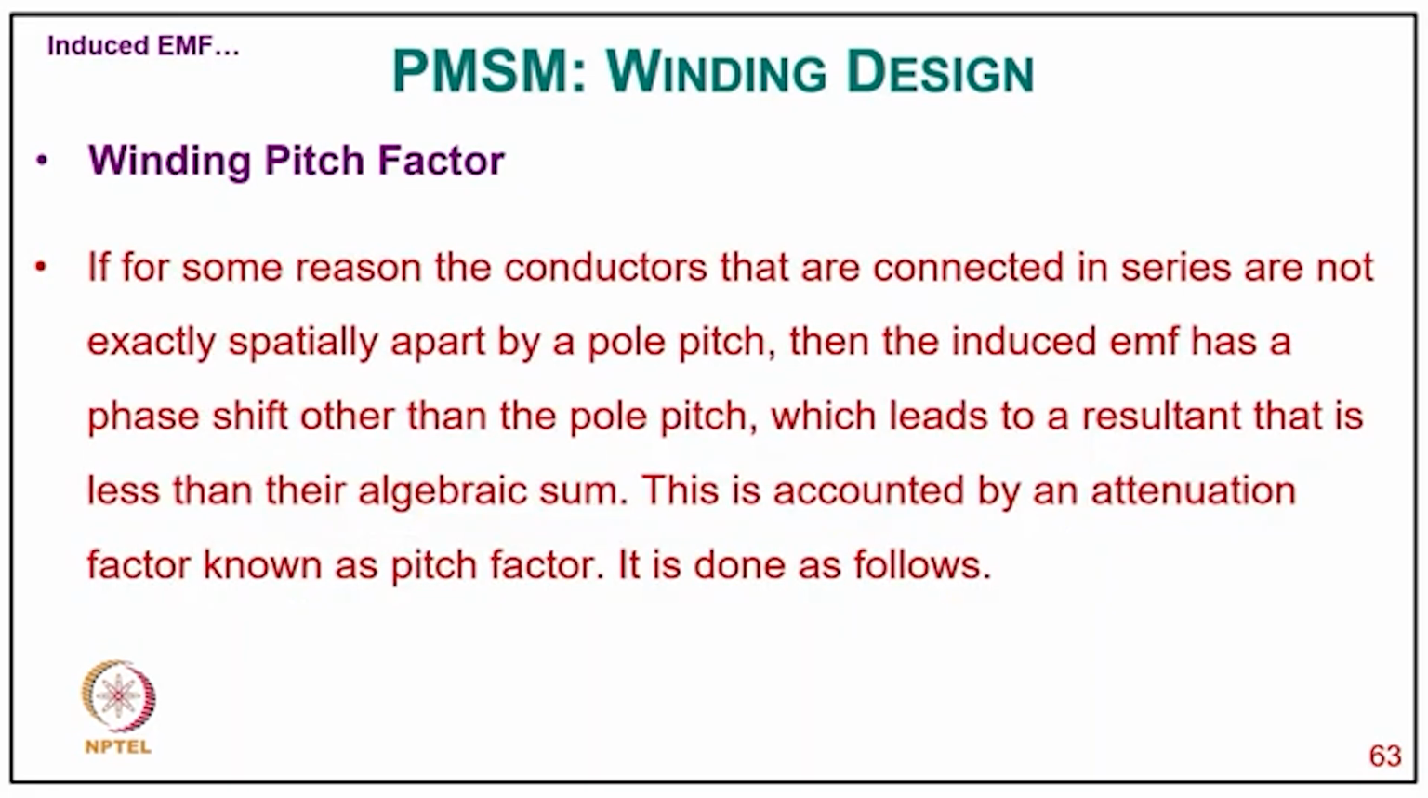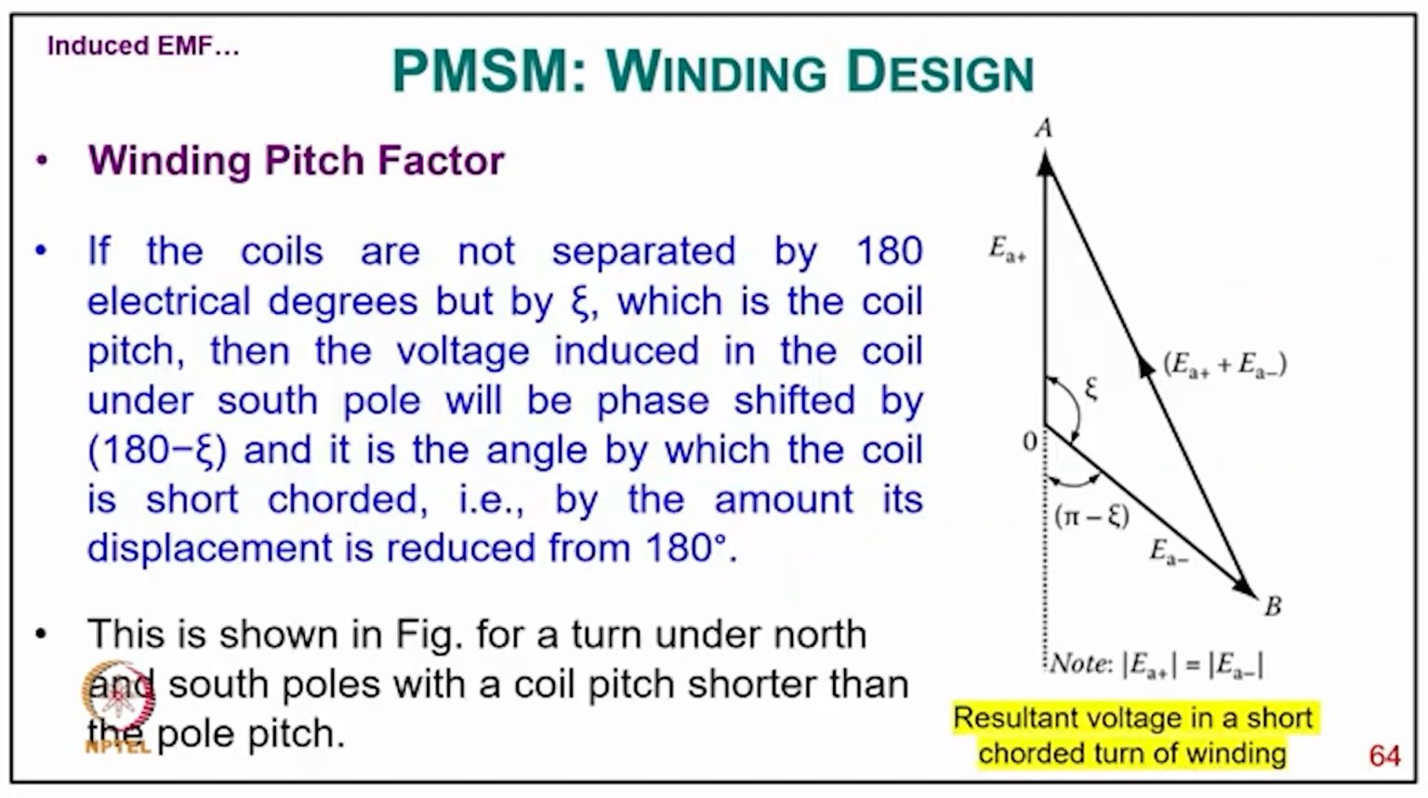If for some reason the conductors connected in series are not exactly spatially apart by the pole pitch, then the induced EMFs have a phase shift different from 180 degrees, which leads to a resultant that is less than their algebraic sum. This is accounted for by an attenuation factor known as the pitch factor, and it is done as follows.